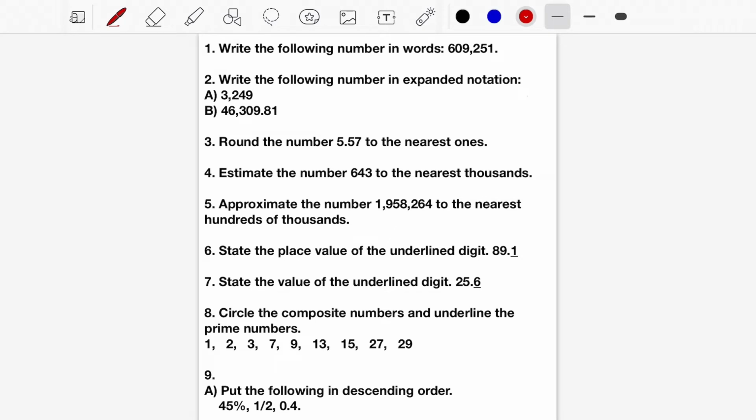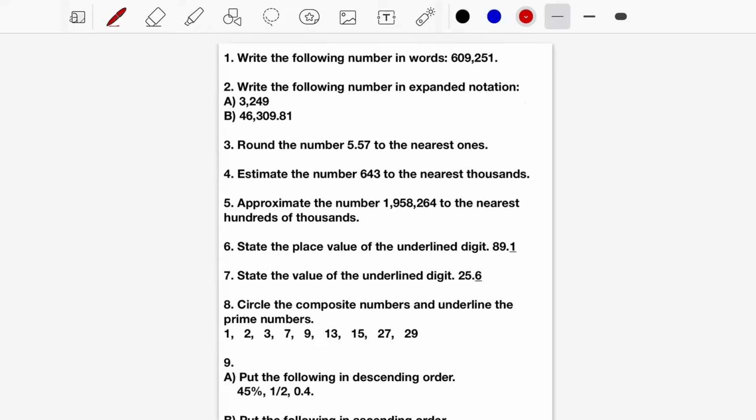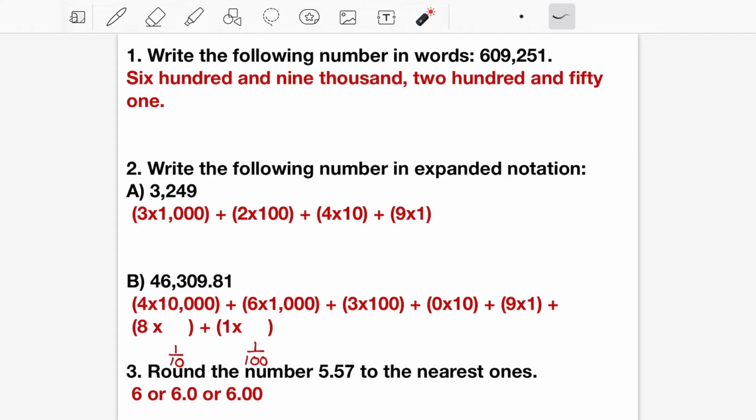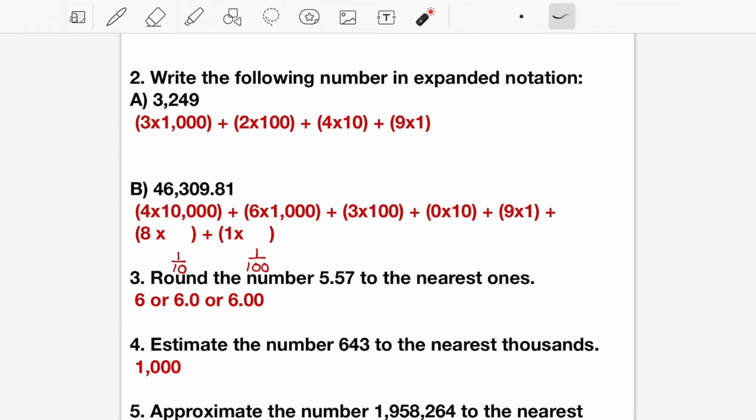You can feel free to pause the video when I display the questions before looking at the solutions. Number 1. Write the following numbers in words. So this is 609,251. Number 2. Write the following number in expanded notation.